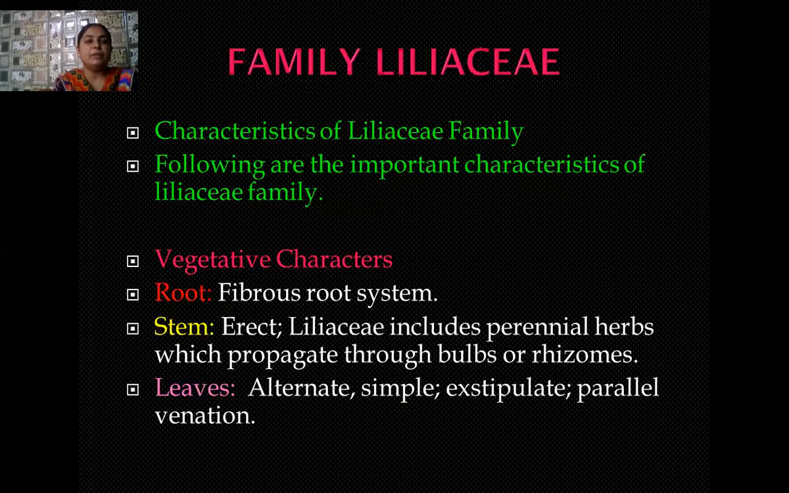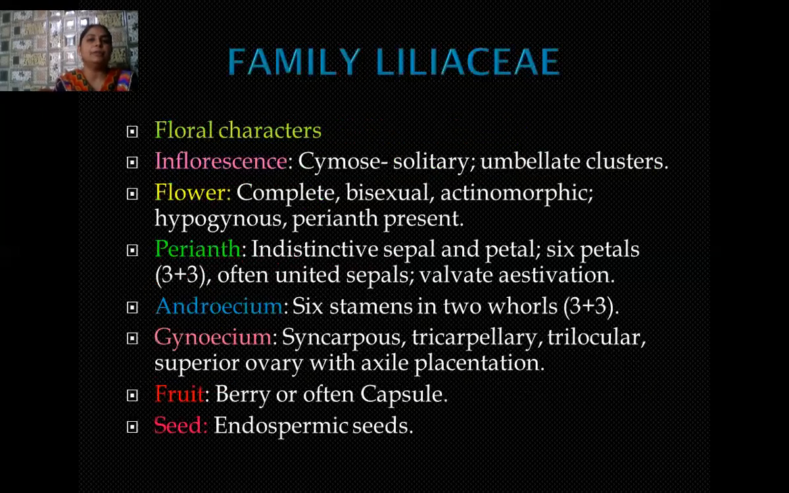Leaves are present generally at alternate position. They are simple leaves. No stipule is present, that means exstipulate. And parallel venation is there, which is the characteristic feature of the leaf of monocot. Okay, students, floral characters. So here we have inflorescence, cymose type of inflorescence. And solitary inflorescence is there. And a special type of cymose inflorescence, which is known as umbellate clusters.